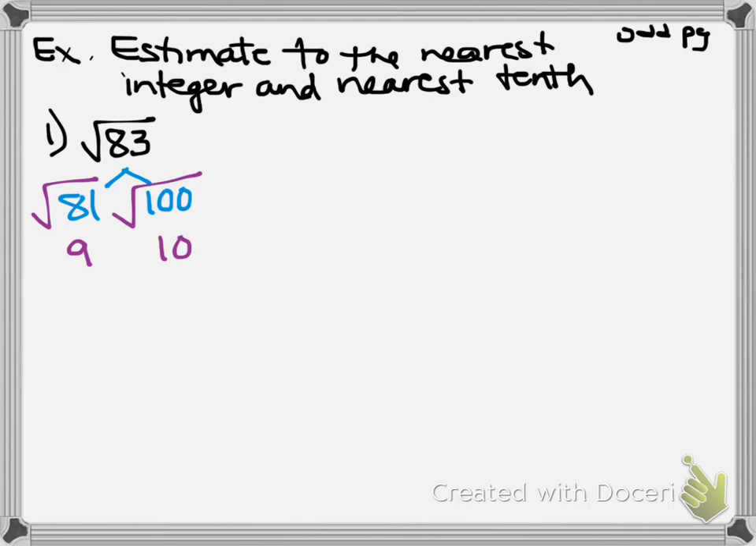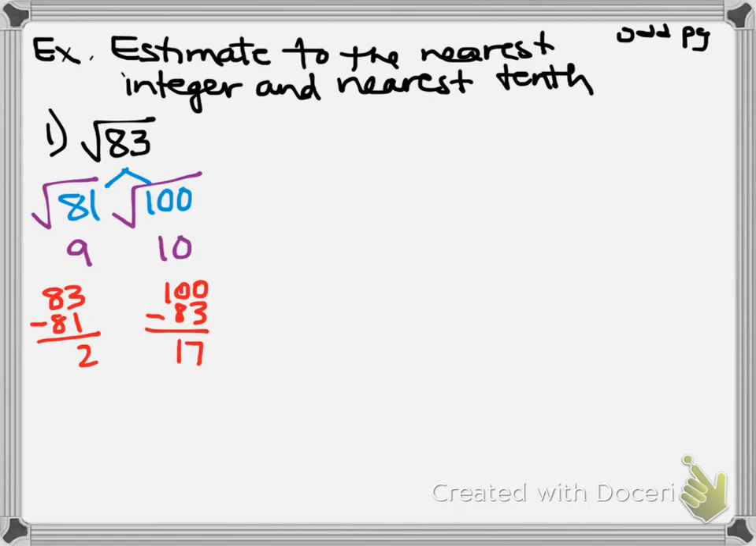Next, we're going to do a little subtraction to see which of our radicals, or our perfect squares, is closest to the original radicand. So we just take our original radicand and do some subtraction. I'm going to subtract 81 from it. I get a difference of 2. And then I'm going to take the larger perfect square and subtract our radicand from it. And I get a difference of 17. So which one has the smaller difference?